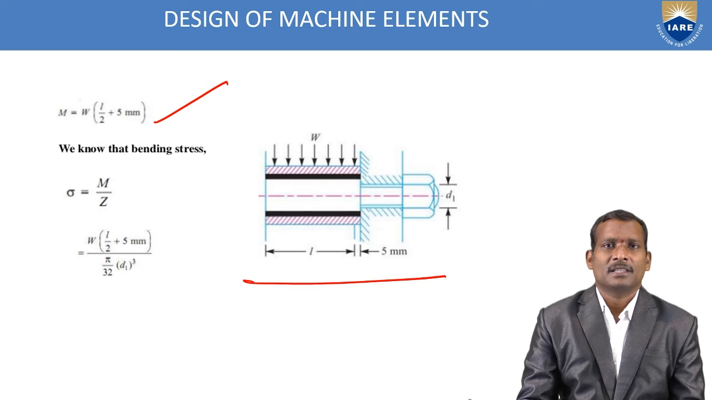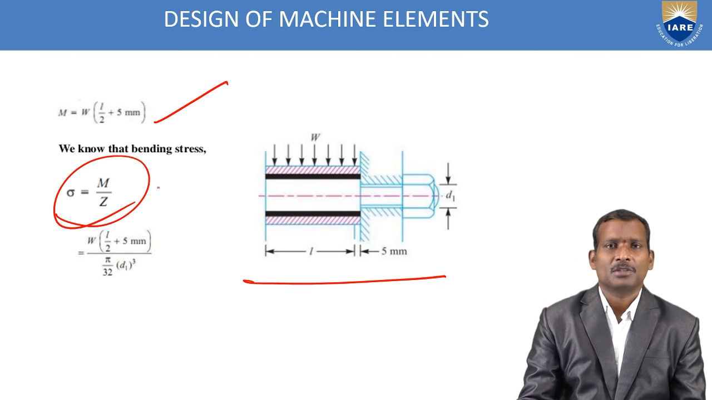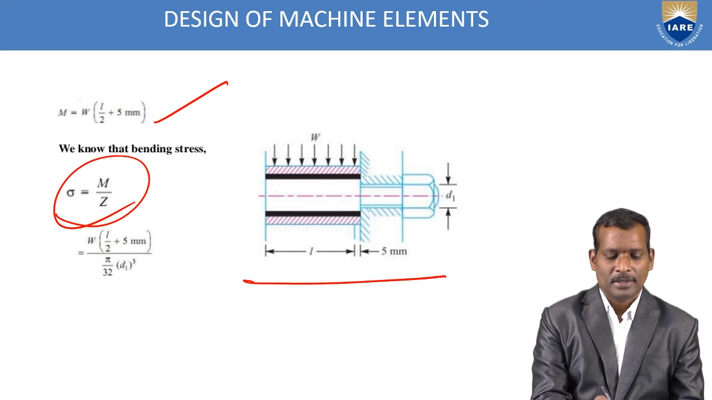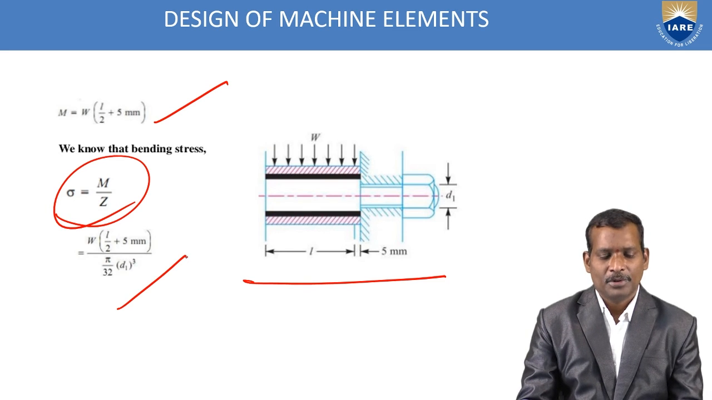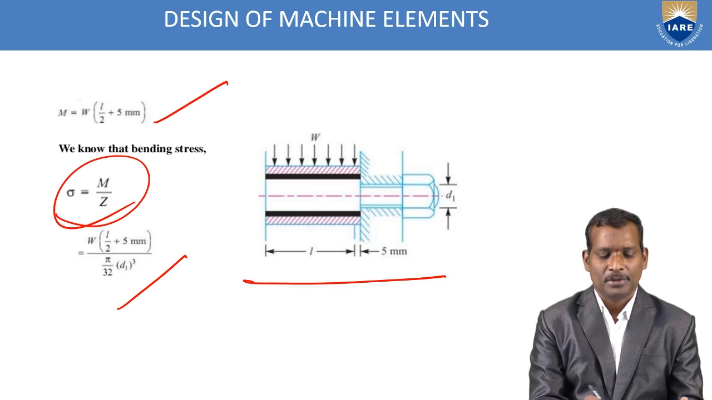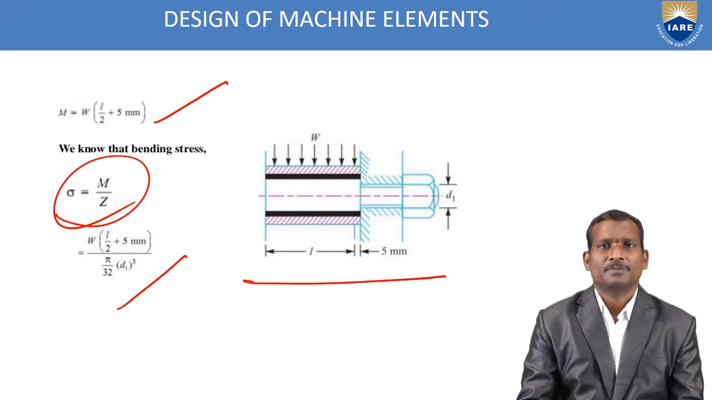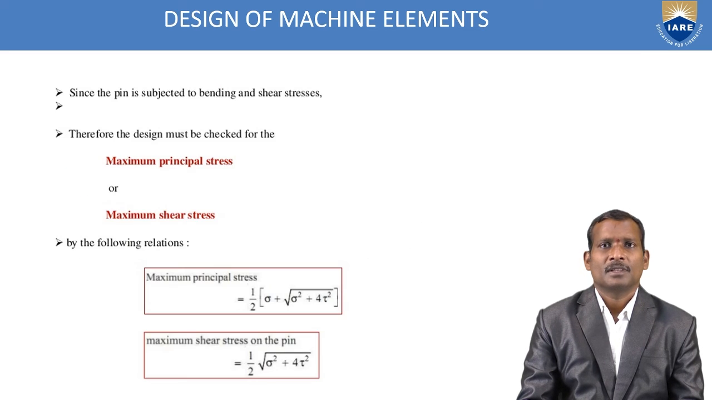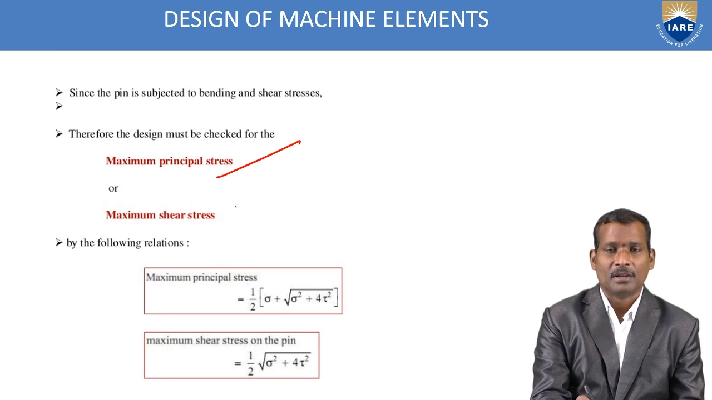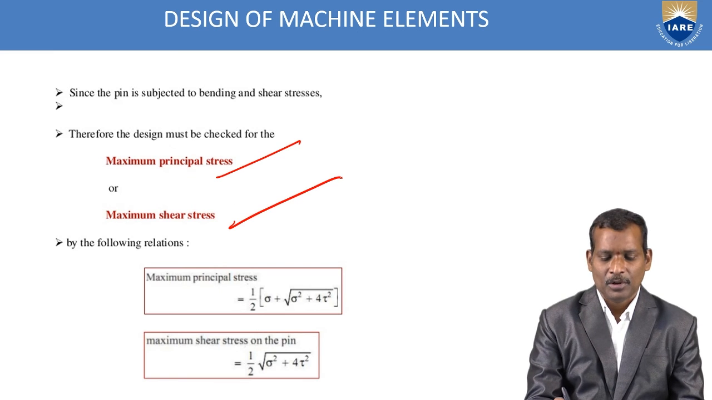So we know that the bending stress equation is sigma equal to M by Z. So here you can calculate W into, the bending moment already calculated, divided by Z. You can take Z, the section modulus, as pi by 32 into d1 to the power of 3, d1 cubed. Since the pin is subjected to bending and shear stress, therefore the design must be checked. Here also you have to check for maximum principal stress or maximum shear stress by using the following relations.